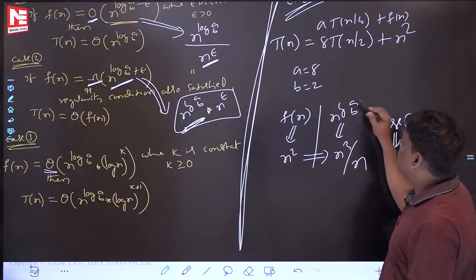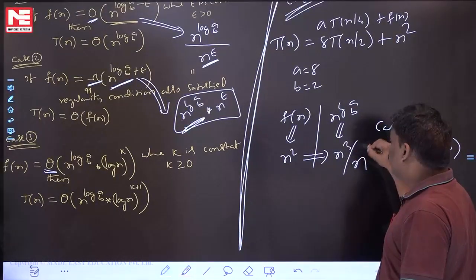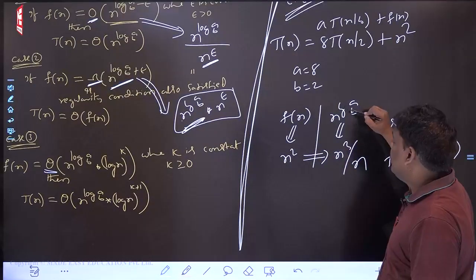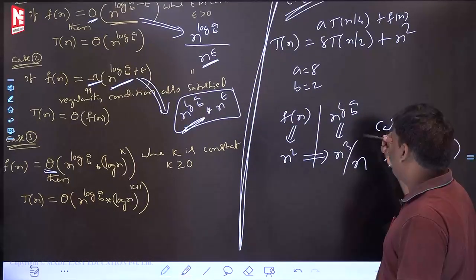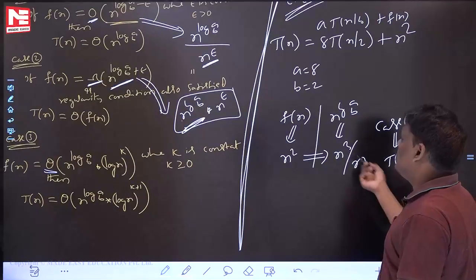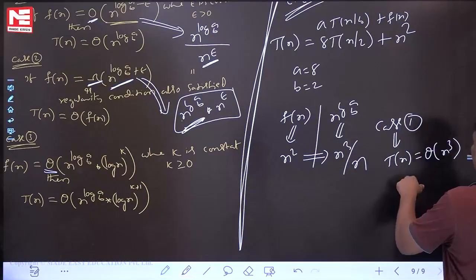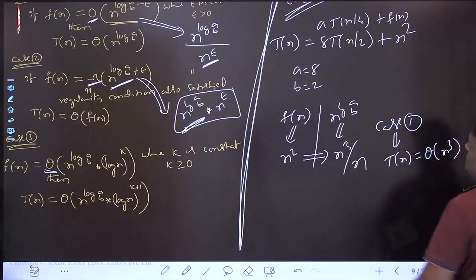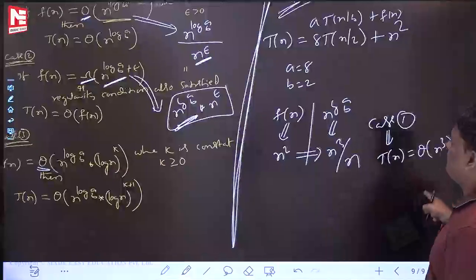The n power log a base b is n cube. If you divide this one by n, then you will get this. What is the meaning? It is bigger by n times than f of n. N is a polynomial, so case 1 of the master theorem, and the answer is whoever is bigger: n power log a base b. That is the first problem.